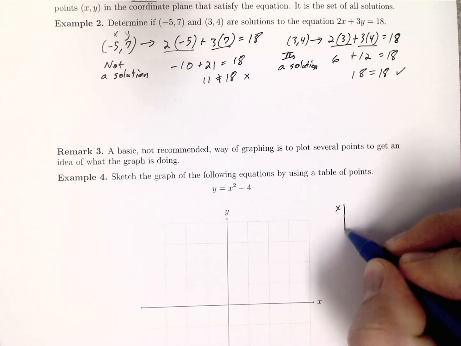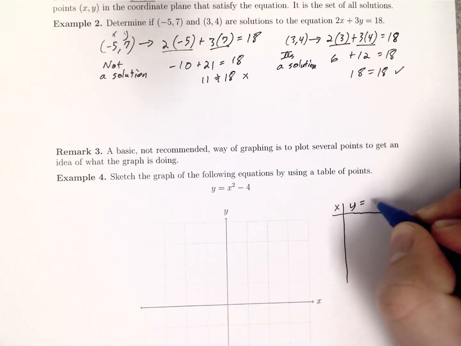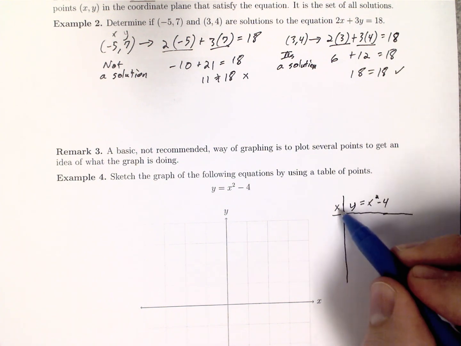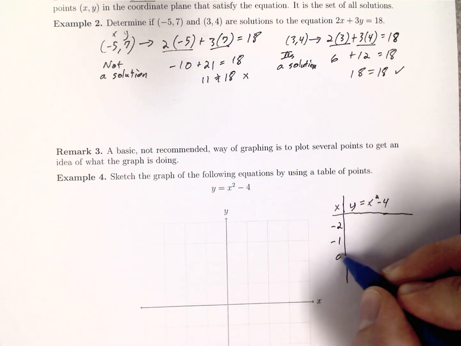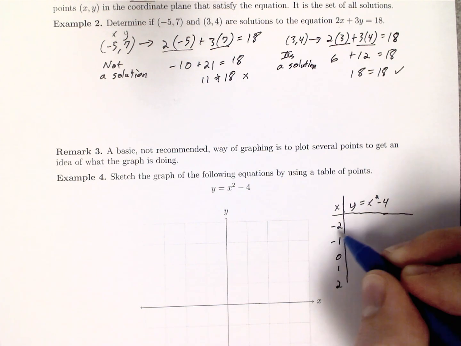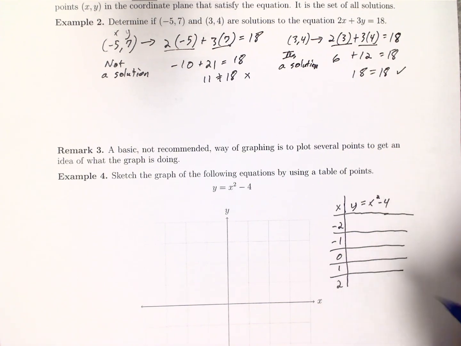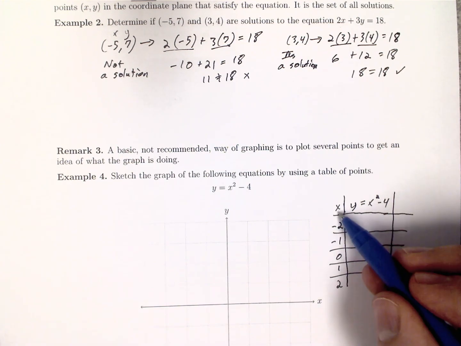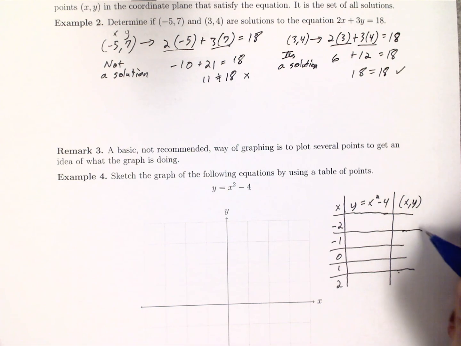So let's let y equal x squared minus 4. That's the equation. We're going to pick an x, so we get to randomly pick these values. Let's pick negative 2, negative 1, 0, 1, and 2. Then we can just plug them in, and we'll have both an x and a y, and we can write them as a point. This is just an extra step to remind you what's going on.